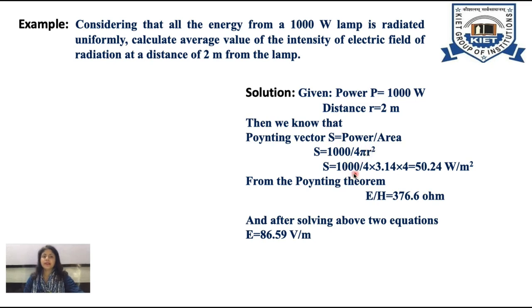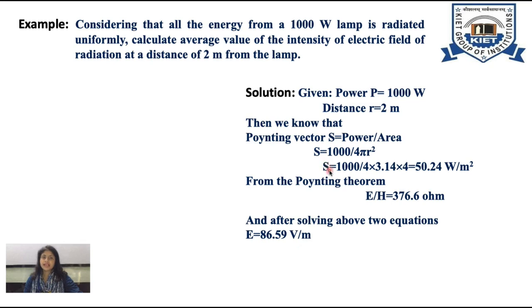Then the Poynting vector becomes 1000 divided by 4 pi r square, which is equal to 50.24 watt per meter square. Substituting the value of power and the area 4 pi r square, with the value of r, we have Poynting vector 50.24 watt per meter square. We also know the relation between E and H: E by H is equal to 376.6 ohm. Solving these two equations, we have E equal to 86.59 volt per meter.